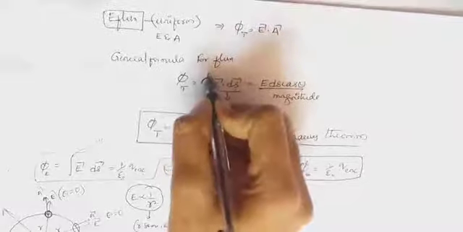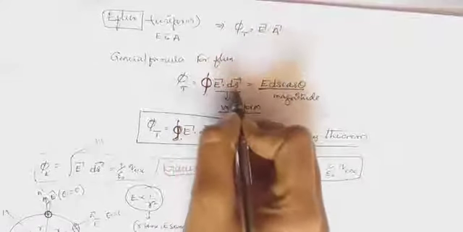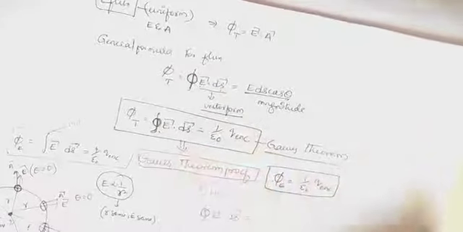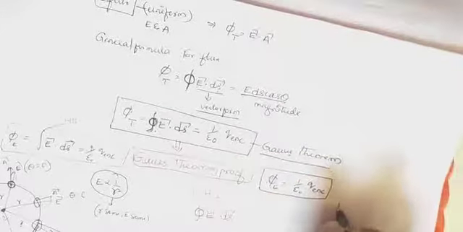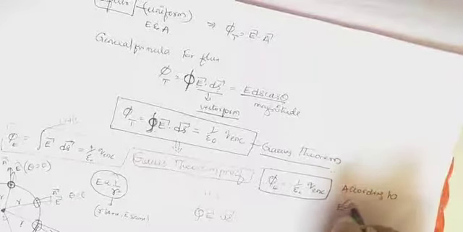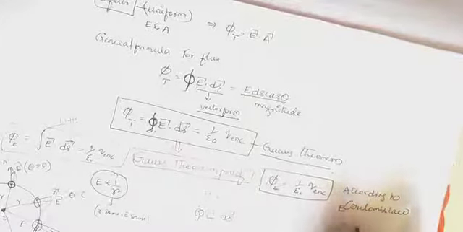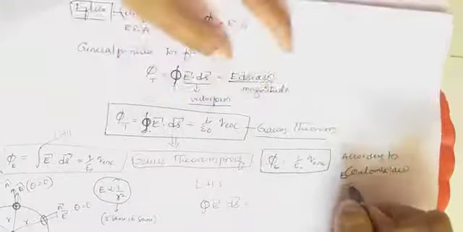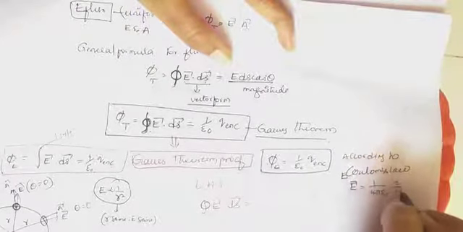So this is the integration through the closed surface of the electric field and the area. Okay. So now here we have to take the closed surface. According to Coulomb's law, we know that the electric field intensity at point r is equal to what? 1 by 4 pi epsilon naught q by r square.